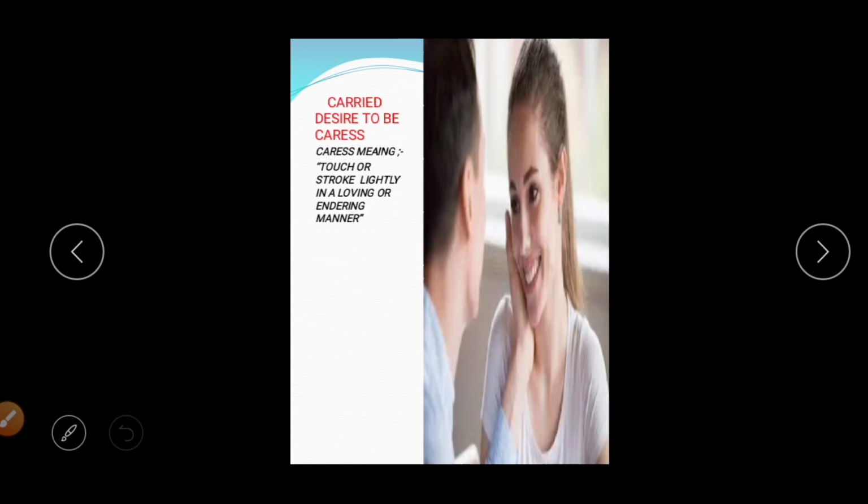And the next rubric is carried, desire to be caressed. Here, if you go through the patient's narration, I got this feeling by observing the patient's narration, her feeling, that a husband should not be like this, a rude person. So she feels that she is tortured by her husband's behavior.